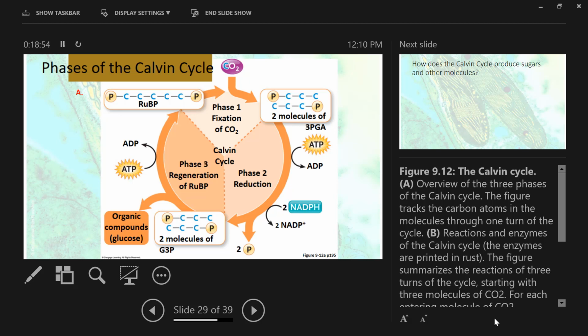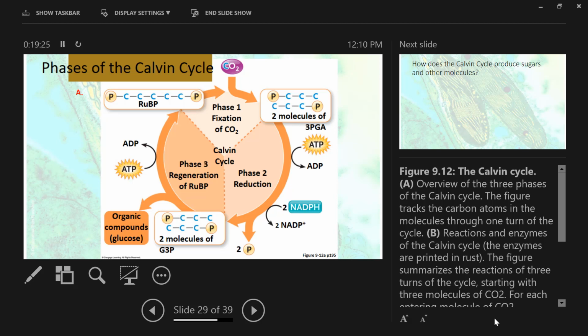Now we have to do this 3 times just to get one of these molecules that can leave. You see how this arrow shows leaving to where we can make some kind of organic molecule like glucose? You have to do it 3 times to get one of these that can leave. And the other 5 will go into regenerating RuBP. If you do it 6 times, you can get 2 molecules of G3P to leave, which is what you need to make glucose. You need 2 molecules of G3P.